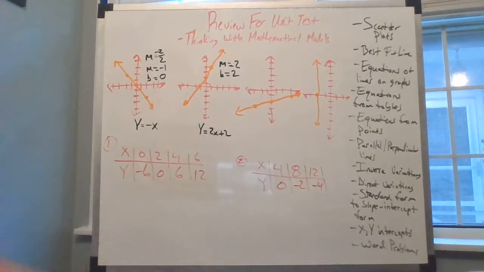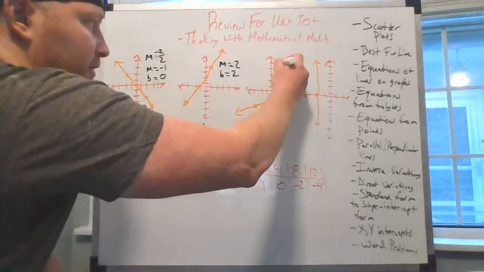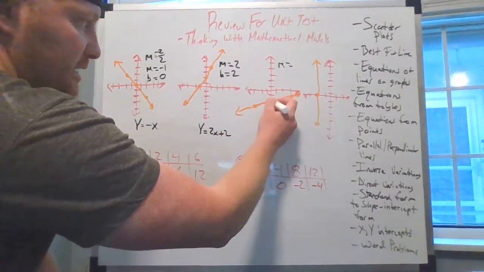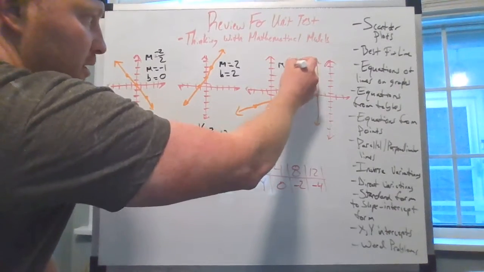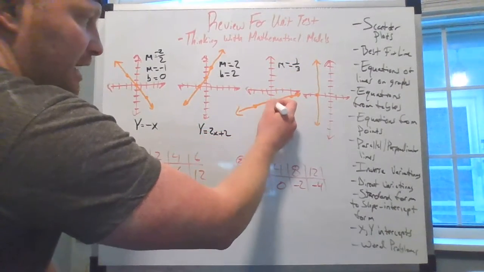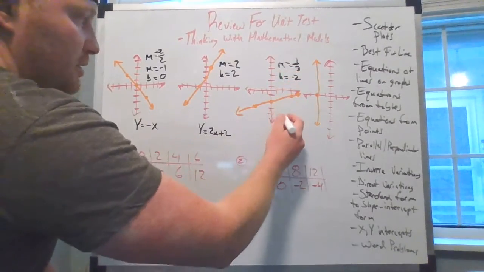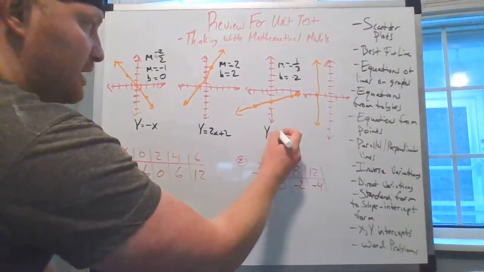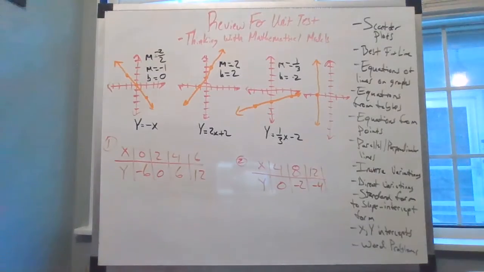Over here, this one also goes in a positive direction, so we know that it has a positive m. And to get from point to point, it rises up 1 and it goes right 1, 2, 3. So it has a slope of 1/3 and its y-intercept is down here at negative 2. So I've identified the slope and the y-intercept, and my equation is y equals 1/3 x minus 2.